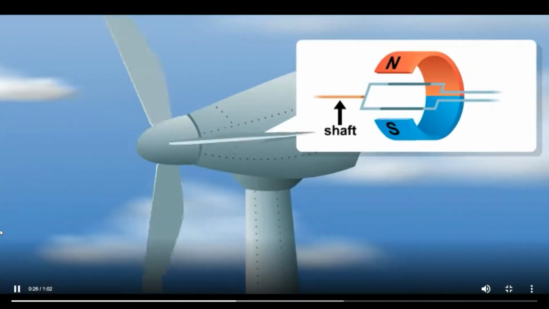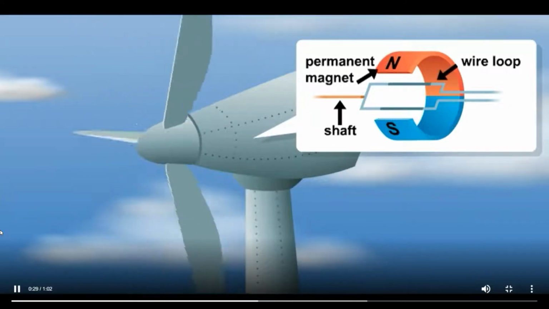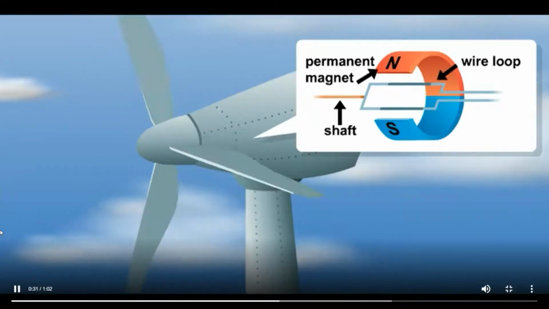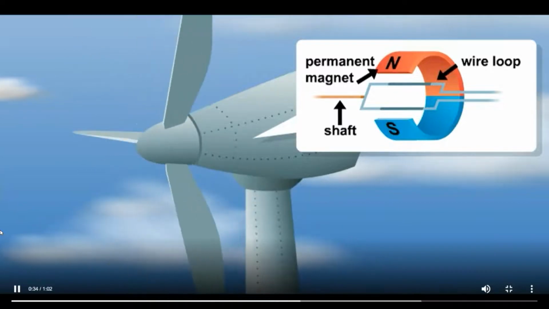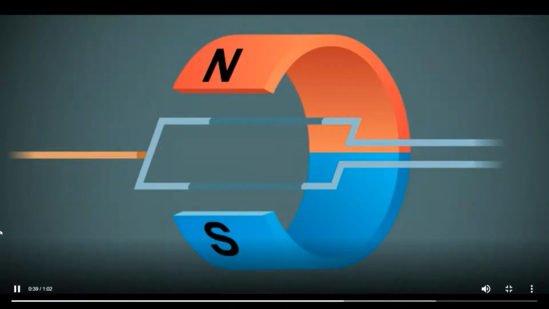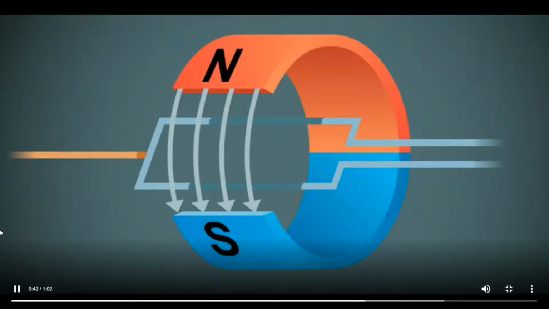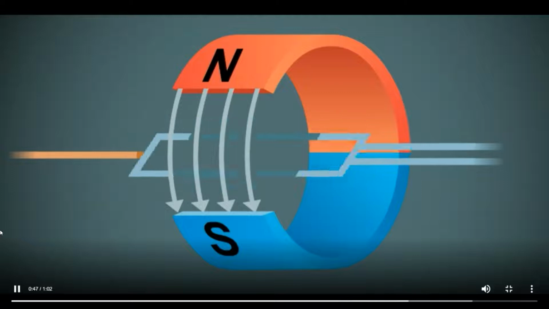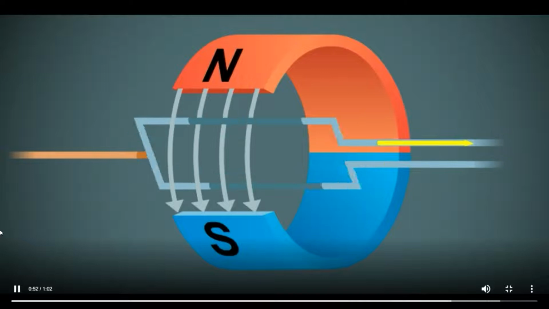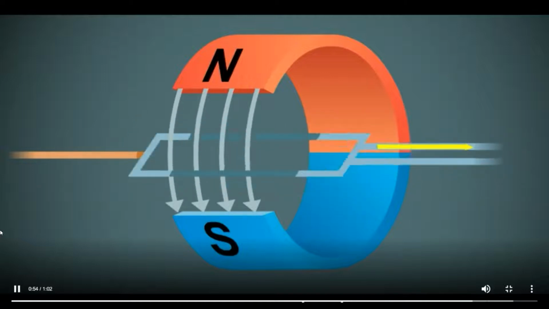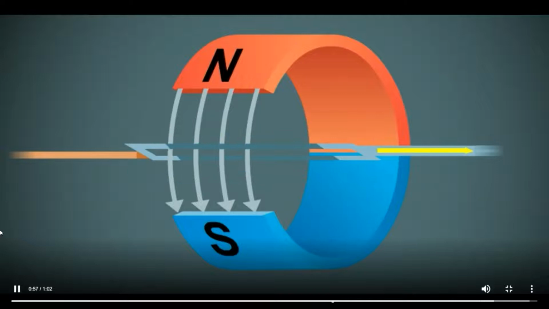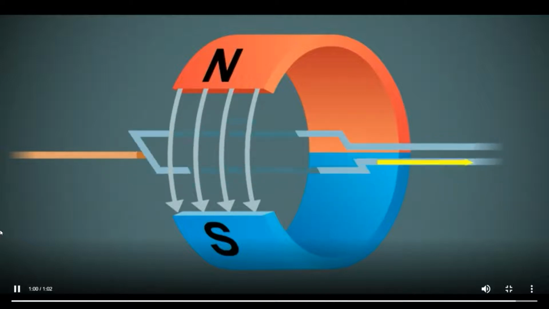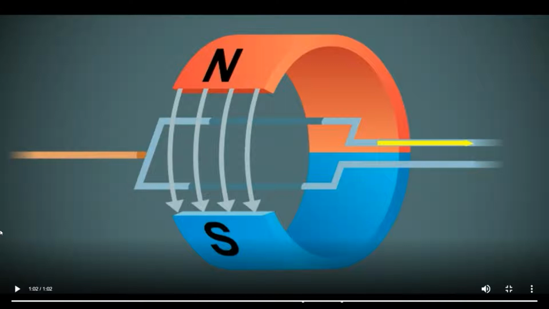The blades are attached to a shaft that spins a wire loop or magnet inside the generator. In this generator, the shaft is connected to the wire loop. A magnetic field exists between the north and south poles of the permanent magnet. As the wire loop turns in the magnetic field, electrical charges are pushed through the wire. An electrical current flows through the wire. The electricity goes through power lines to reach places such as your home. Electrical generators produce nearly all of our electrical energy.